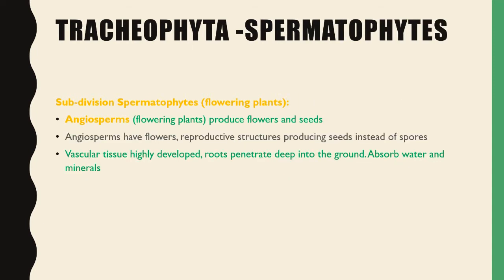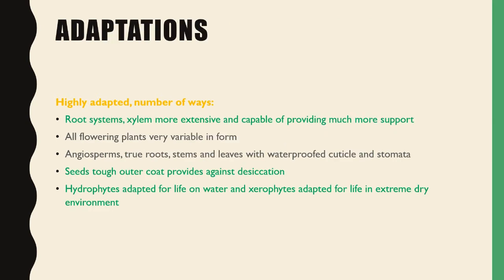So the final subdivision is called spermatophytes, which are flowering plants, and these are also known as angiosperms, and these produce flowers and seeds. Angiosperms have flowers and reproductive structures producing seeds instead of spores. Their vascular tissue is highly developed, with roots penetrating deep into the ground to absorb water and minerals. The adaptation is that the root systems and the xylem are more extensive, and therefore they're capable of providing much more support. All flowering plants are very variable in form, with angiosperms having true roots, stems, and leaves with waterproof cuticle and stomata. Their seeds have a tough outer coat providing protection against desiccation.